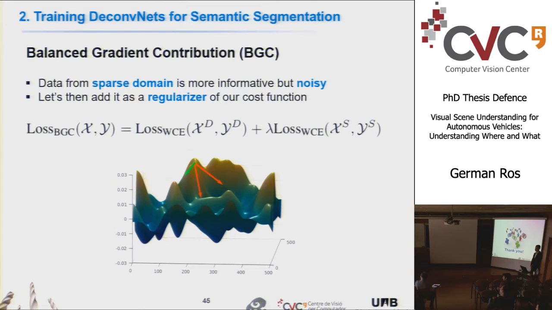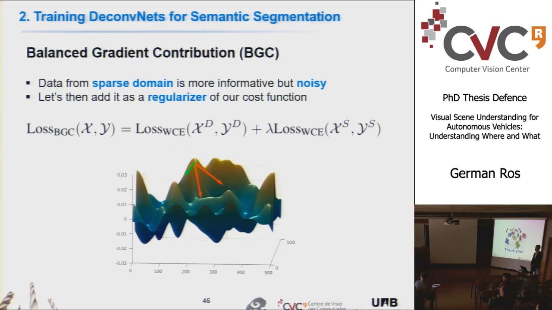If we see this from the curriculum learning point of view, the dense domain is pretty easy. As I said, buildings are always at the side, you have the sidewalk and so on. So that's a simpler task to learn, something you can learn fast. And then the sparse images are much more challenging. You have a lot of variation in poses, sizes, and so on.